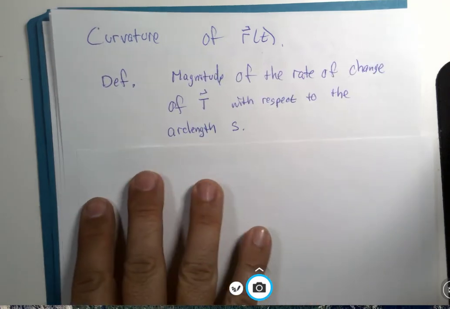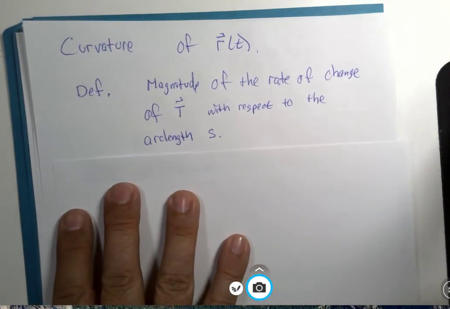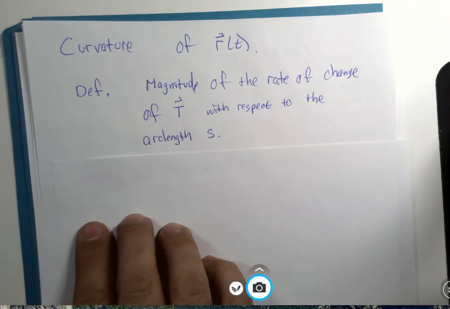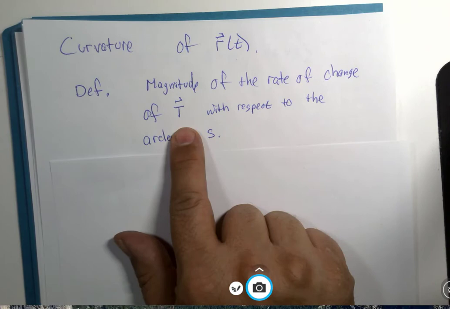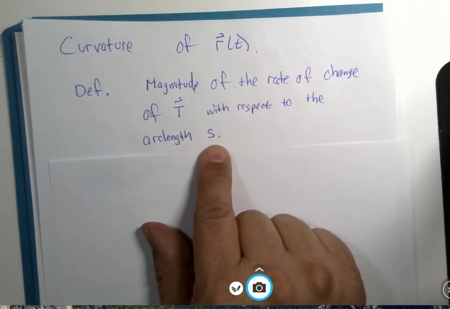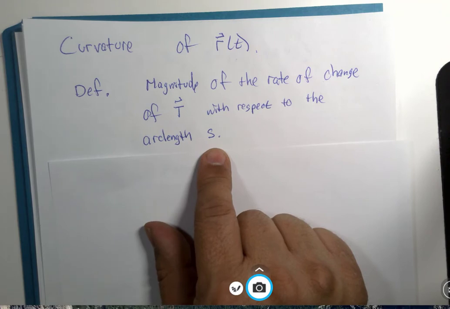So the definition is the magnitude of the rate of change of the tangent vector with respect to an arc length, or a length on the curve. Right? Light bulbs are on. Total understanding. No. Sarcasm is engaged. I don't know what that means.